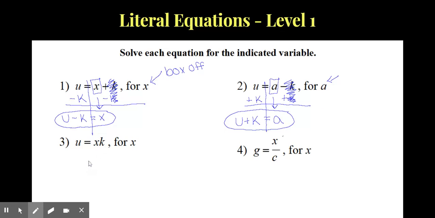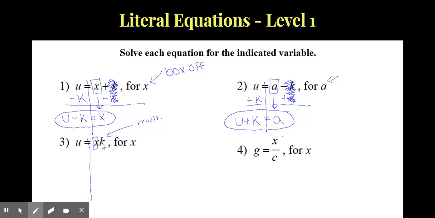Problem 3. This one says u equals x times k. Remember, anytime that you have two variables right next to each other, it's implied that they're being multiplied together. So I'm going to draw my line down the middle. I'm asked this time to solve the equation for x. I'm going to box off the x.